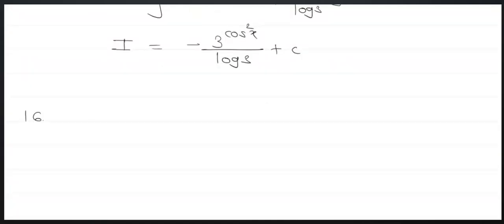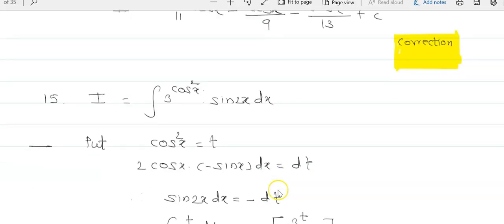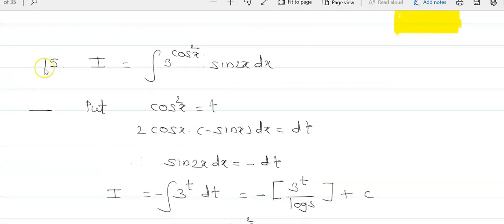Now see this again. Here I will show this problem. That is problem number 15. I is equal to the integral of 3 raised to cos square x into sin of 2x dx. We substitute here cos square x is equal to t. The derivative of cos square is 2 cos x, and the derivative of cos x is minus sin x, dx is equal to dt.